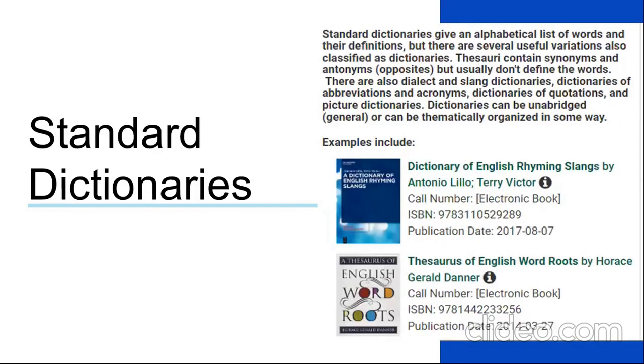Standard dictionaries. Standard dictionaries give an alphabetical list of words and the definition, but there are several useful variations also classified as dictionaries. For example, the thesauri, which contain synonyms and antonyms, but usually don't define the words. There are also dialect and slang dictionaries, dictionaries of abbreviations, dictionaries of acronyms, dictionaries of quotations, picture dictionaries. And so we can say that dictionaries can be unabridged or general and can be thematically organized in some way. So to some extent, dictionaries also help us to understand the words, meanings, the sources. So this also plays a very important role as far as the reference materials are concerned.